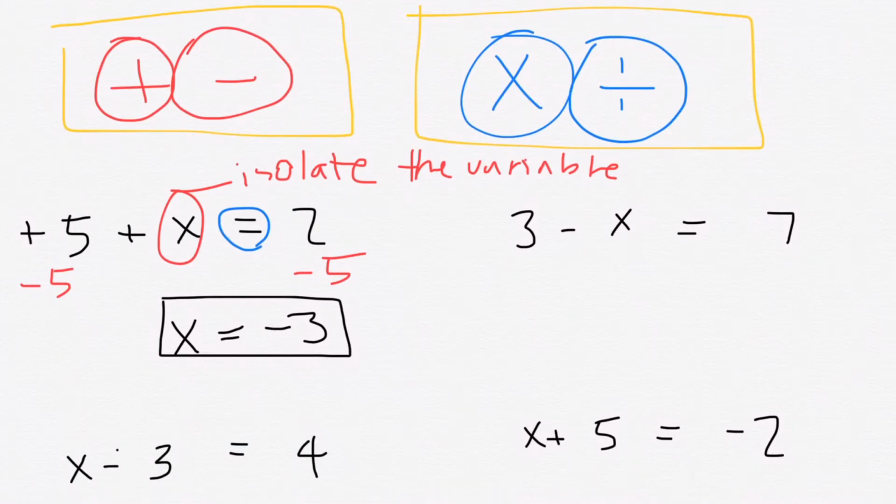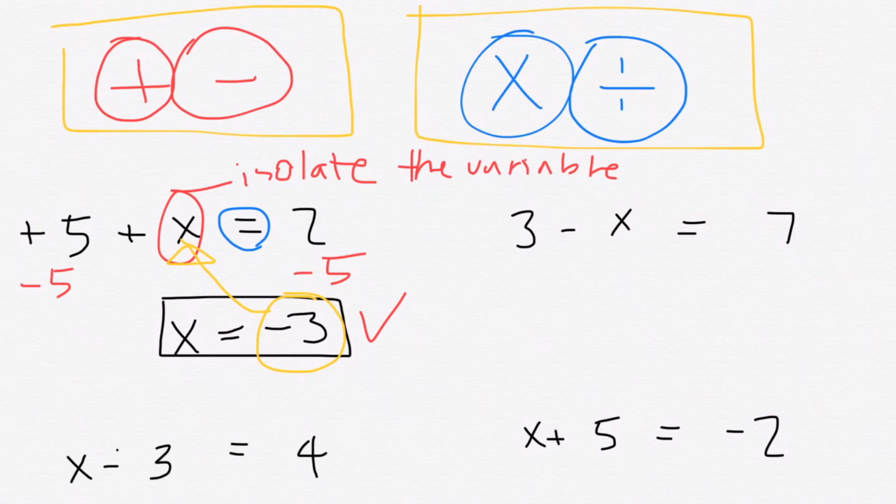In order to check our work, what we do is we plug in this -3 for x. So what we end up getting is 5 minus 3 equals 2, which is true, and therefore this is the correct answer. So if we look at the question next to it, we need to isolate the variable again.